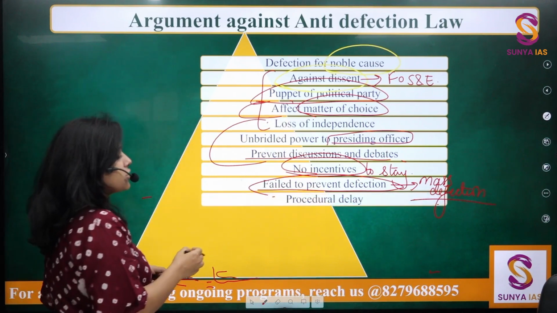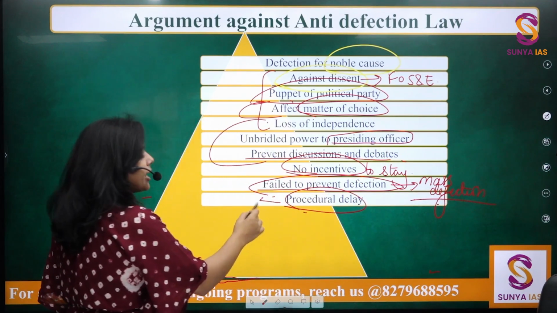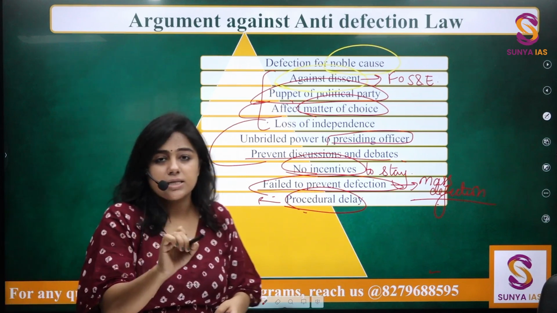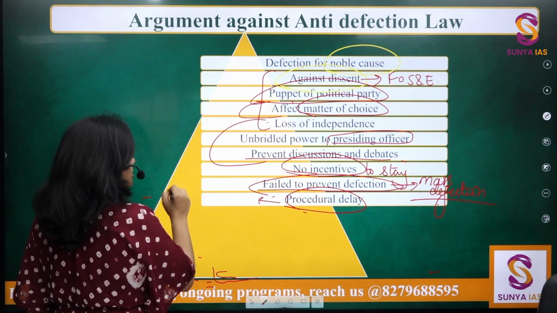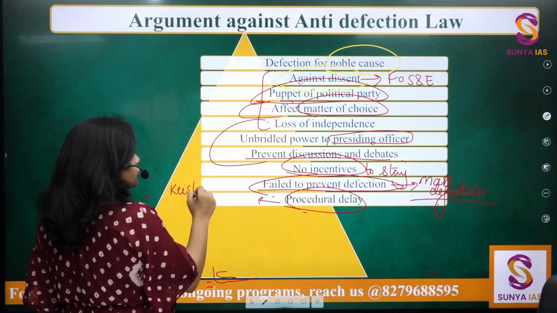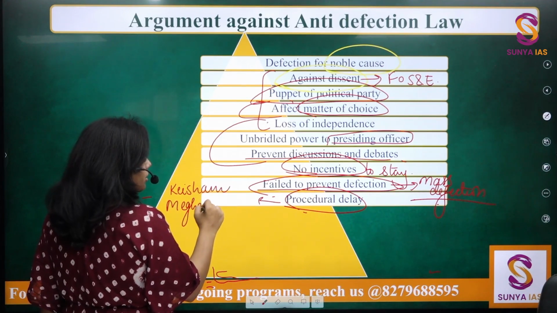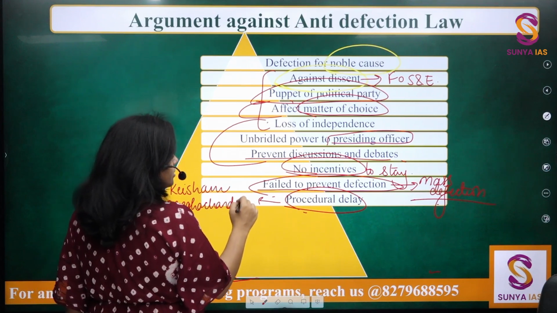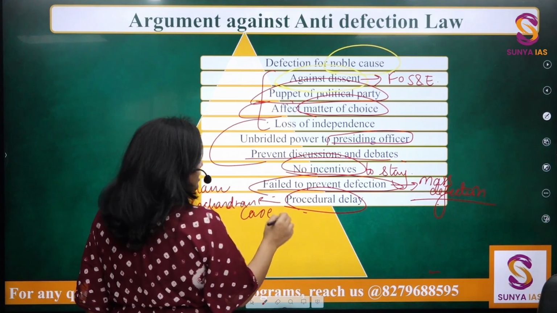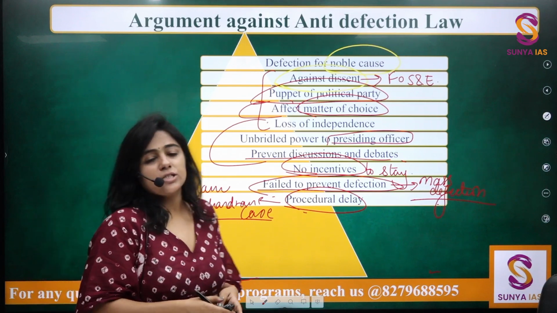Then procedural delay. And here I want you to write the name of a case. The name of the case is Kesham Meghchandran case. What does this case say? It is the Manipur speaker case actually.